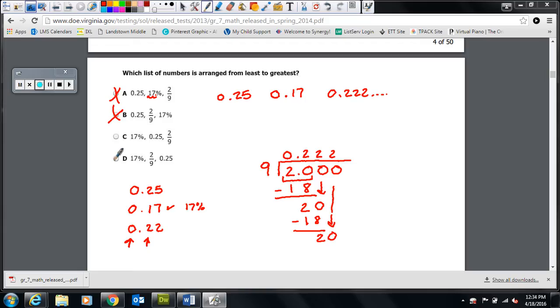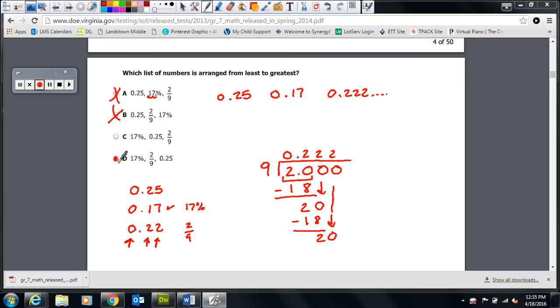To find the next smallest value, I compare 0.22 to 0.25. Both of them have a 2 in the tenths place. So now I work my way to the hundredths place, and I notice in the hundredths place in this value there is a 2, while there is a 5 here. 2 clearly is smaller than 5, so 0.22, which I believe was the fraction 2 over 9, is smaller than 0.25. So my second value in my order should be the fraction 2/9, which is answer D.